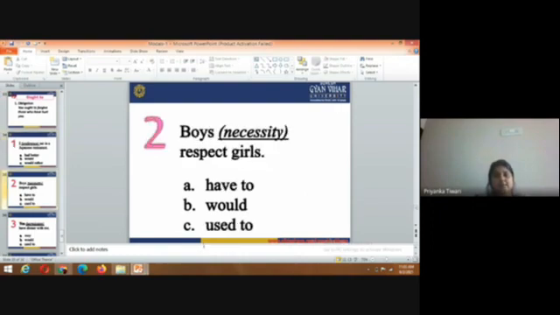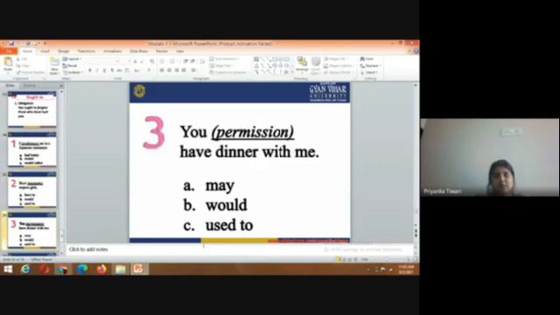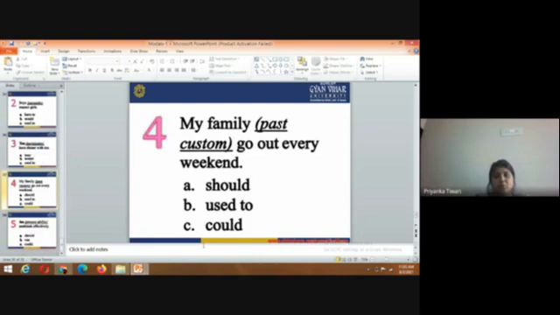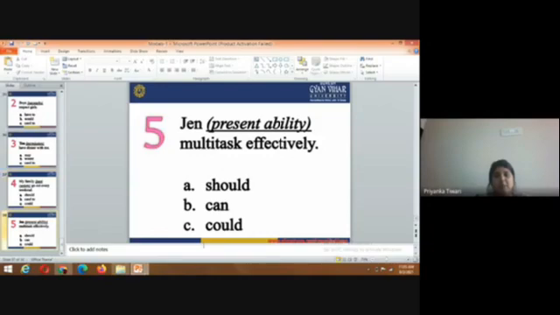So boys must respect girls. This is a necessity. You have to do it. And permission: you may go. You had better have dinner with me. So my family, we go out every weekend. Used to, that is called past habit. Present habit and to perform a task effectively, so can we can use here.